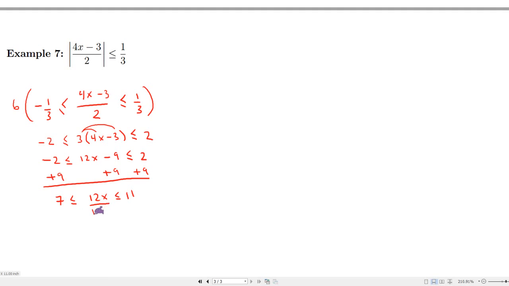And finally, we'll divide everything by 12 to isolate the x. And we will get our solution, right? So 7 over 12 less than or equal to x less than or equal to 11 over 12. And now at this point, you see, I've been graphing them all along, but can you see what the interval solution should be here? What is it? Well, we're including 7 over 12 and 11 over 12. So those are going to give us square brackets.